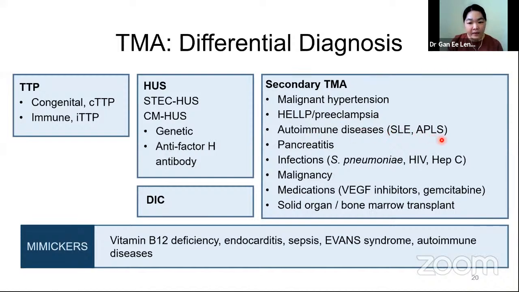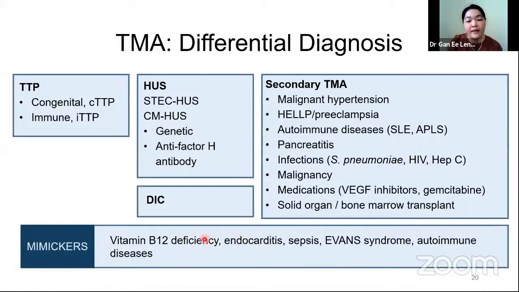Our SLE, APLS patient can have TMA, pancreatitis, infection like strep pneumonia, HIV, Hep C, malignancy, a systemic metastasis of malignancy can cause TMA. Medication can cause TMA as well. Do not forget about solid organ and bone marrow stem cell transplant. And also these TMA, we have a lot of mimickers.